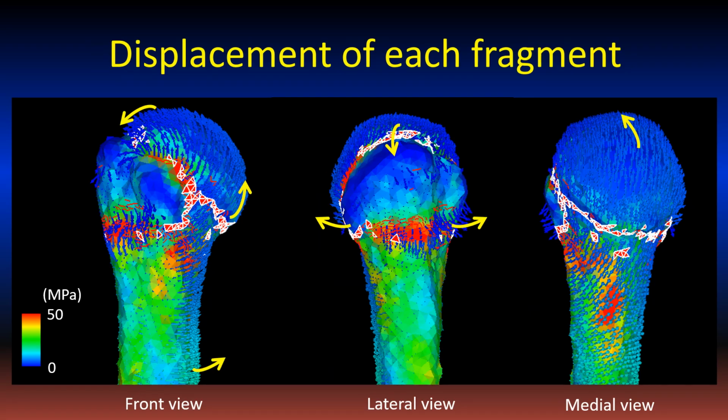This slide shows displacement vectors of each element. As you can see, the humeral head rotated toward valgus direction. On the other hand, both lesser and greater tuberosities displaced anterior and posterior directions respectively. Moreover, the distal part of the humeral shaft displaced medially.